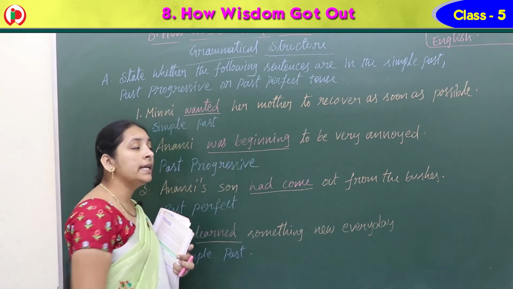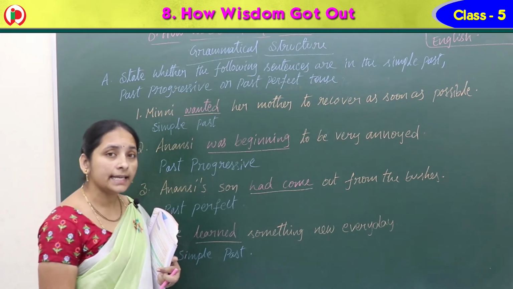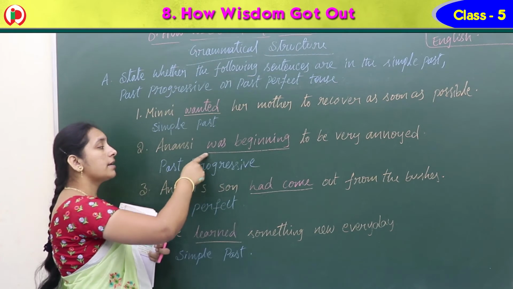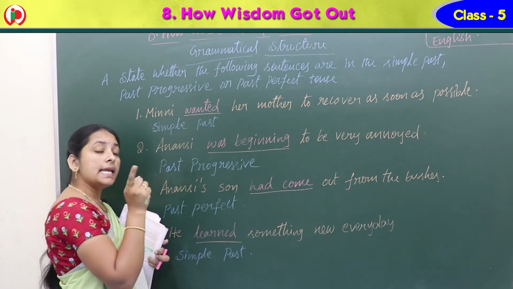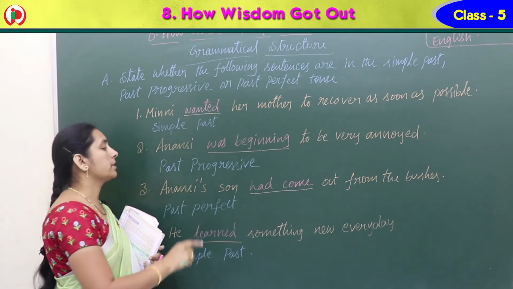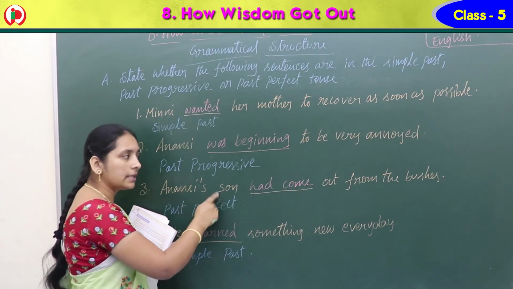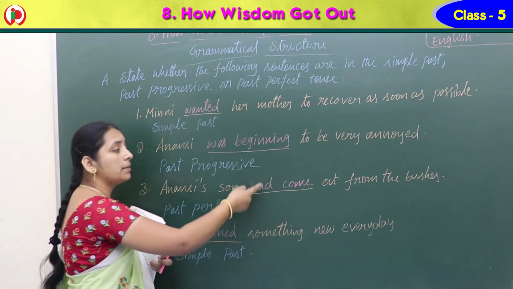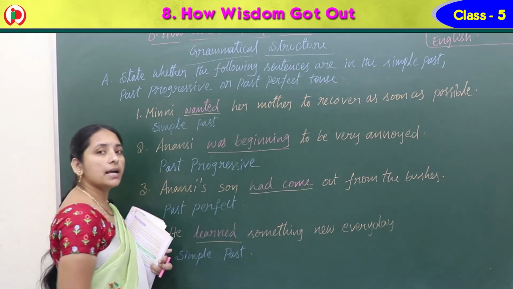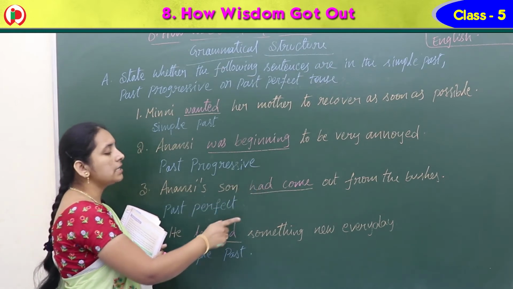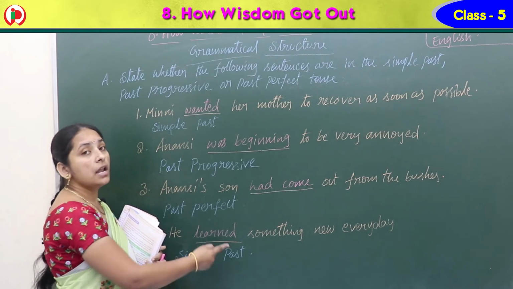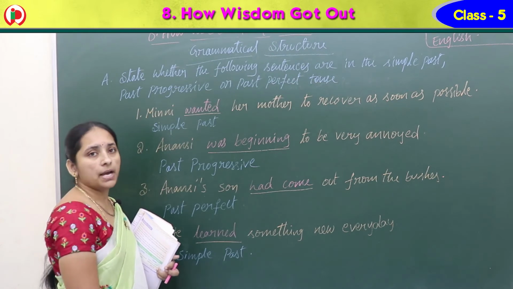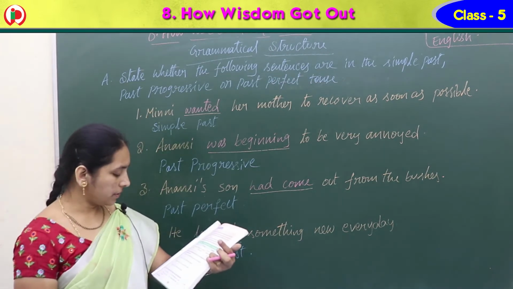Anansi was beginning to be very annoyed. Was beginning, ing form means it is progressive. Was or were means past progressive. Is or am means present progressive. Now, Anansi's son had come out from the bushes. Had come, had plus V3 means that is past perfect. And he learned something new every day. Learned, so that's why this is also simple past. Okay, children.